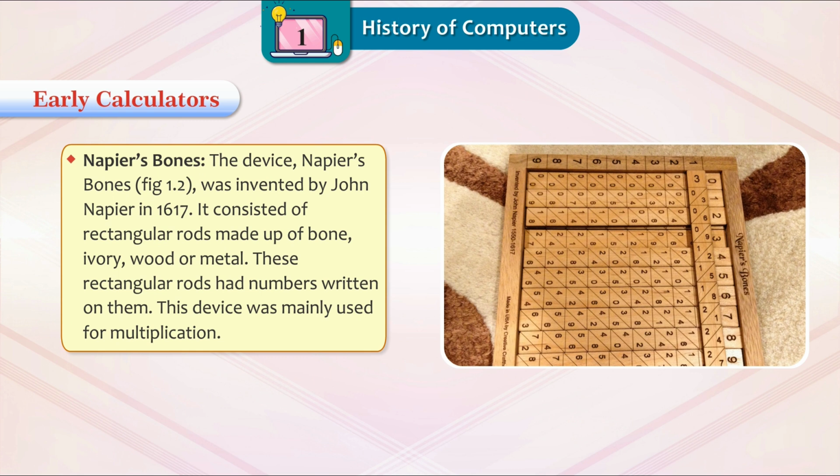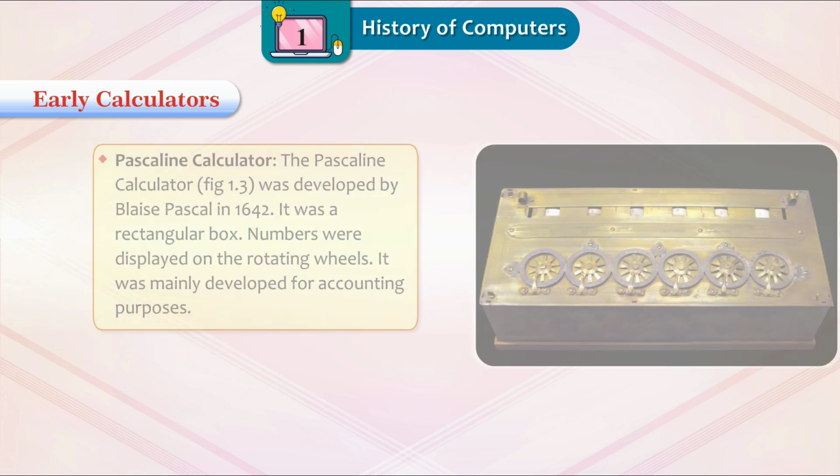Napier's bones. The device Napier's bones, refer to figure 1.2, was invented by John Napier in 1617. It consisted of rectangular rods made up of bone, ivory, wood or metal. These rectangular rods had numbers written on them. This device was mainly used for multiplication.